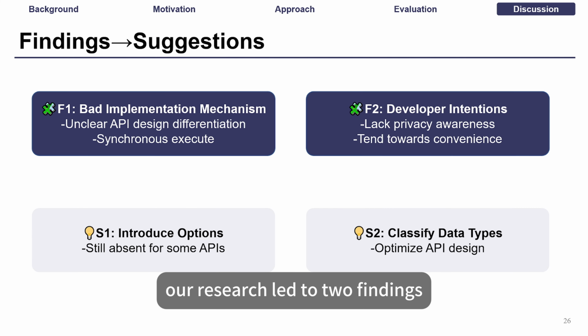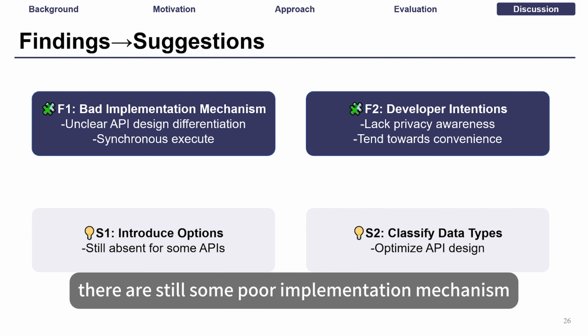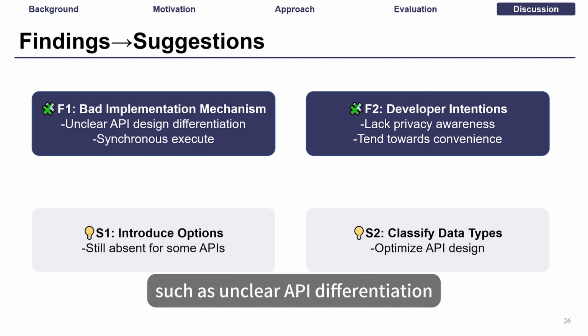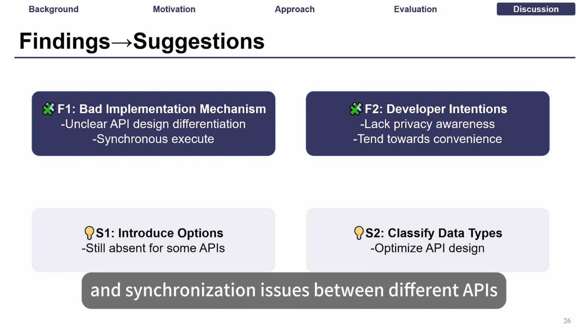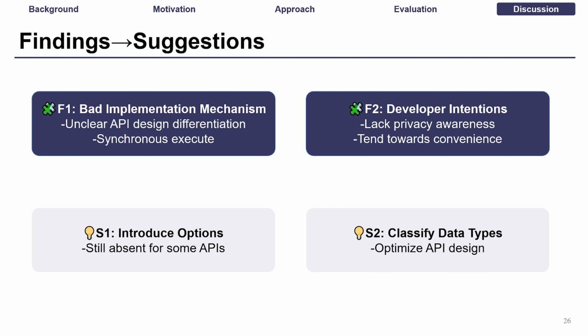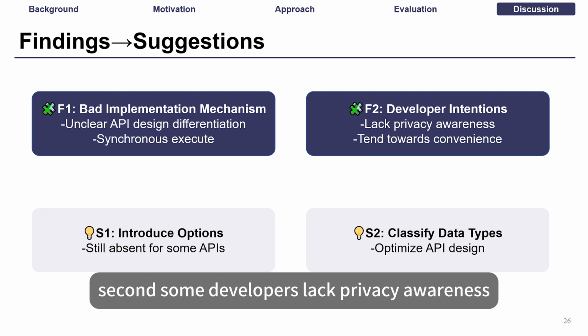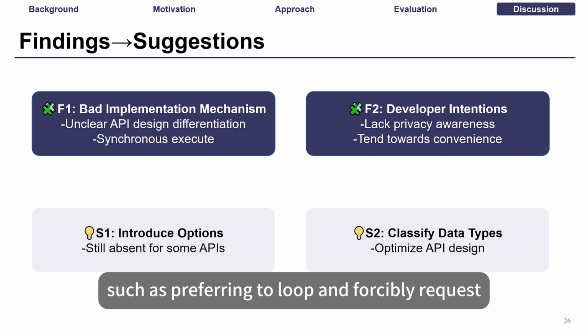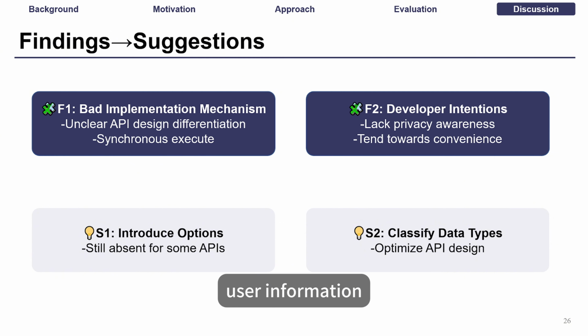Our research led to two findings. First, there are still some poor implementation mechanism designs in Mini programs, such as unclear API differentiation and synchronization issues between different APIs. Second, some developers lack privacy awareness, focusing more on convenience and neglecting privacy, such as preferring to loop and forcibly request user information.